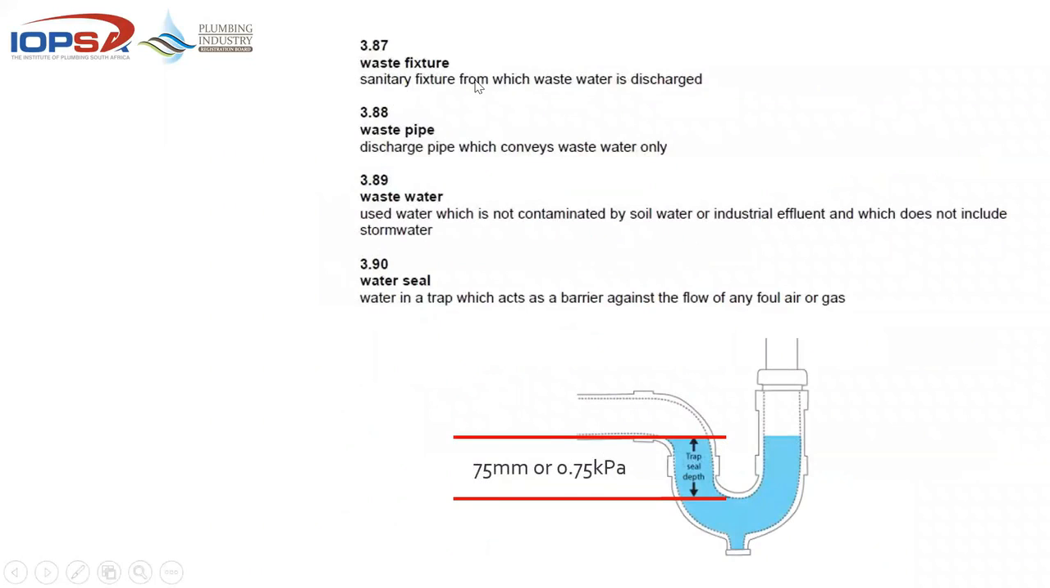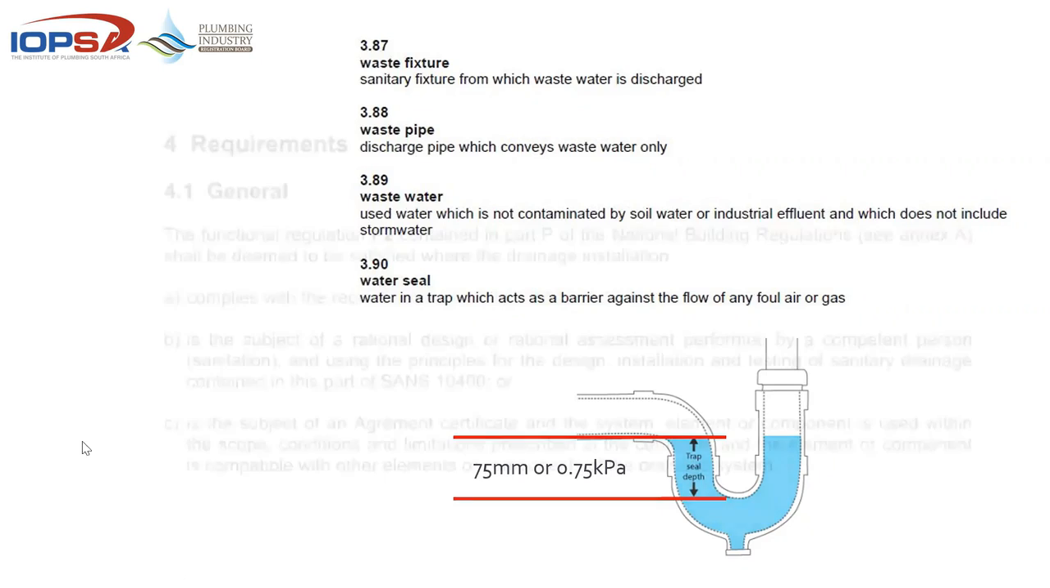Waste fixture is a sanitary fixture from which wastewater is discharged. Waste pipe would be the pipe from that fixture. Wastewater is the one that would have no soil, no industrial effluent, and no stormwater. So only wash hand basin, shower, bath, nothing else. Water seal, we spoke about it earlier. That would be the water in a trap that acts as a barrier. In other words, between the actual U-trap there and the outlet of that pipe, that is the actual trap or the depth of the trap.